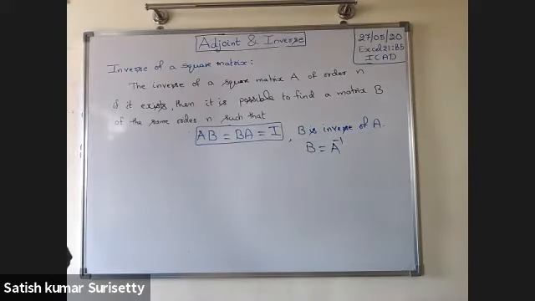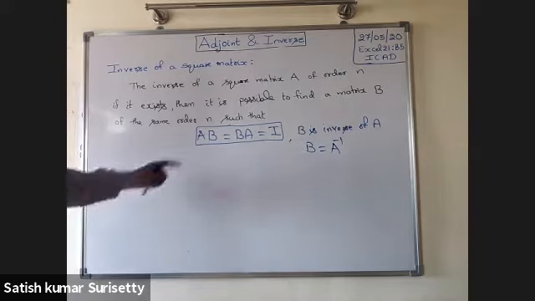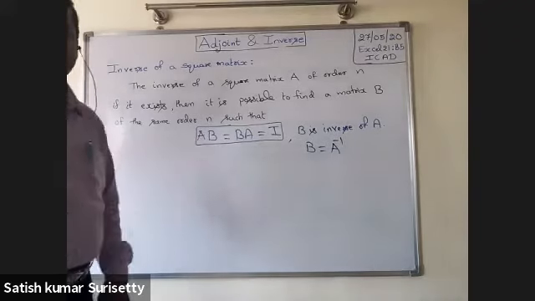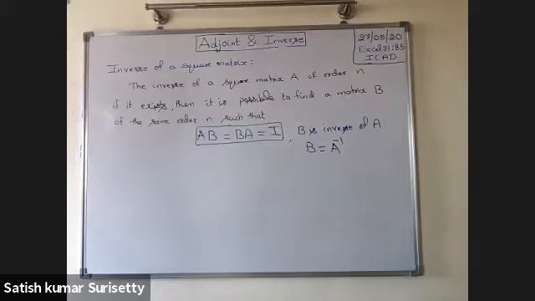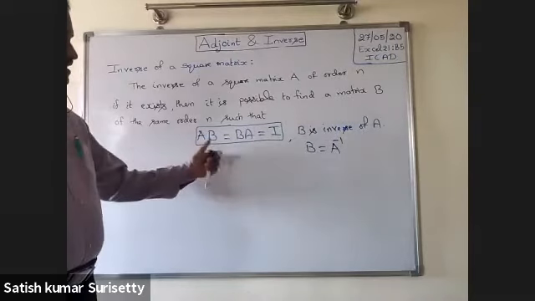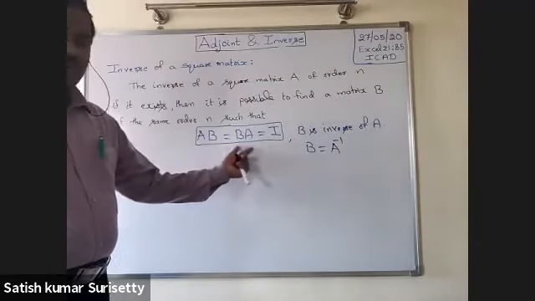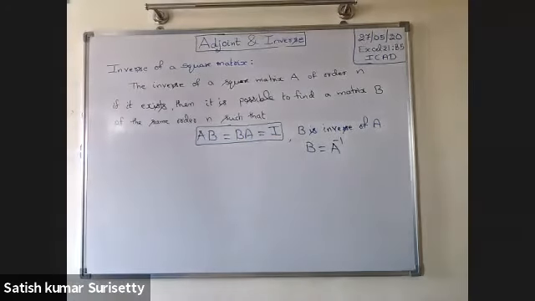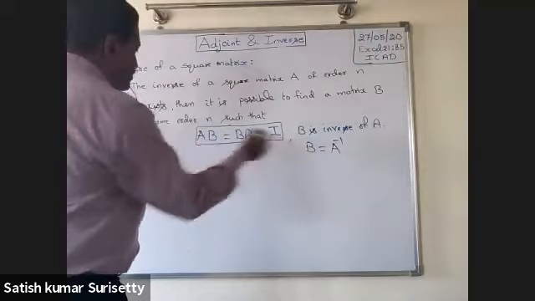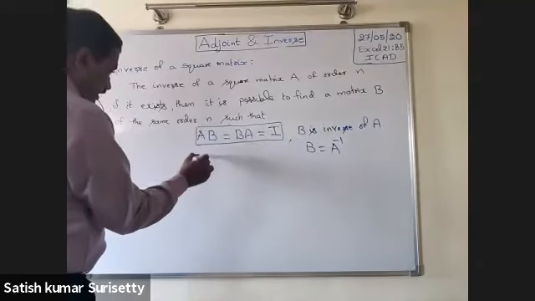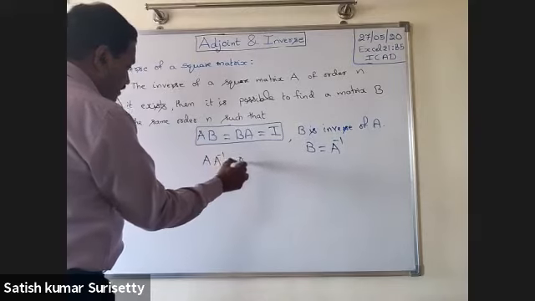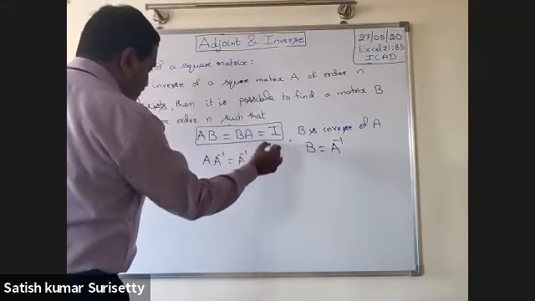Sir, why "if it exists"? Is it not necessary that it will always exist? Definitely, if you are able to find a matrix B, then only it exists. It is not necessary that it always exists. That we'll discuss in properties. If you are able to find a matrix B such that the products AB as well as BA are both equal to I, then only we say that the inverse exists. Now, let us replace B here. That means I can write A into A inverse equal to A inverse into A equal to I.